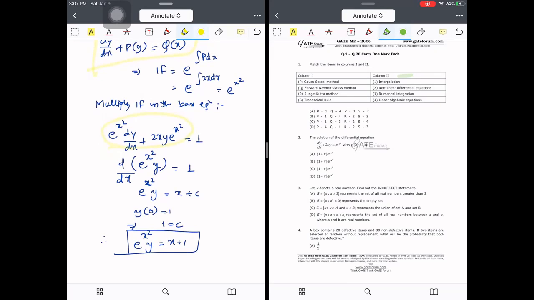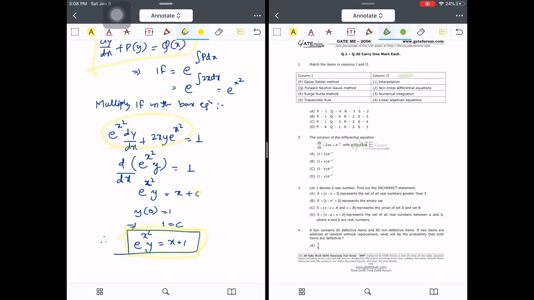If you observe it carefully, this is nothing but d by dx of e to the power of x square y = 1. When I solve it, I get e to the power of x square y on the left hand side equal to x plus some constant. They have given an initial condition, y of 0 = 1. When I put x = 0, y = 1, I get the value of c, that is equal to 1.